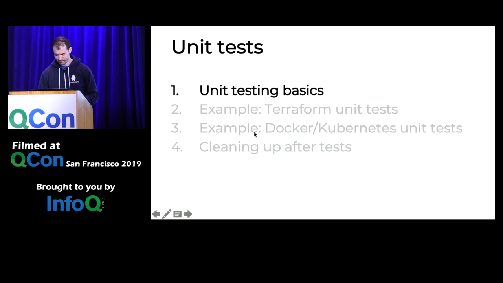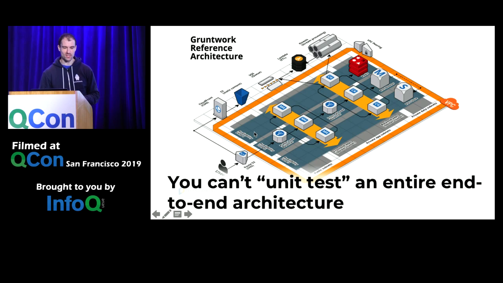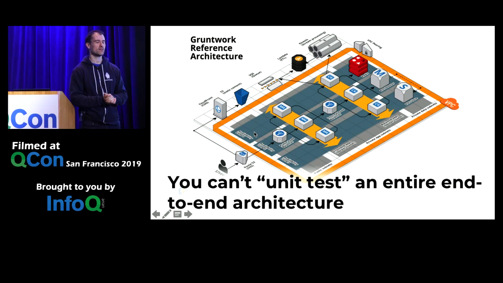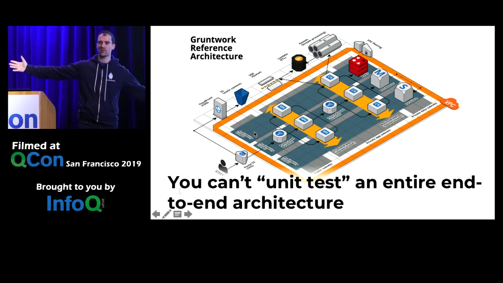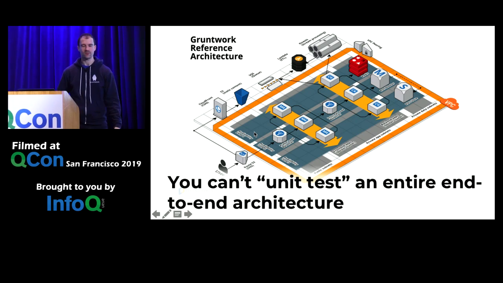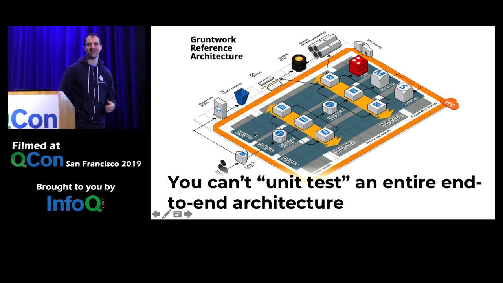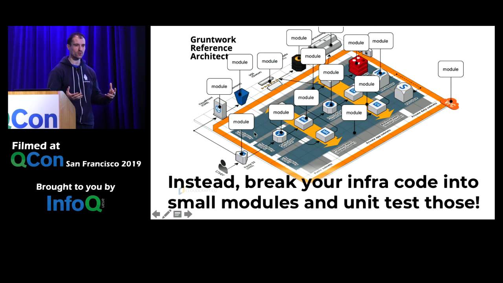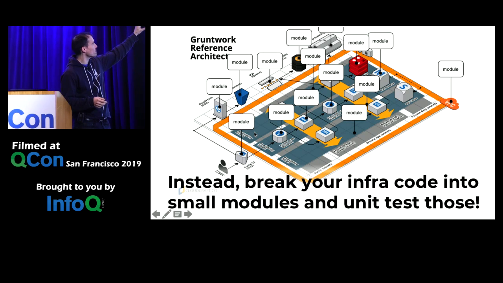So the basics. The first thing to understand about unit testing is, what's a unit? I've had a lot of people come up to me and say, hey, I have 50,000 lines of code that deploys this enormous infrastructure, how do I unit test it? Well, you don't. That's not a unit. Unit testing with general purpose languages is on a single method or a single class. The equivalent with infrastructure code is going to be a single module, whatever module means in the language and tools you're using. So your infrastructure should be broken up into a bunch of small pieces.